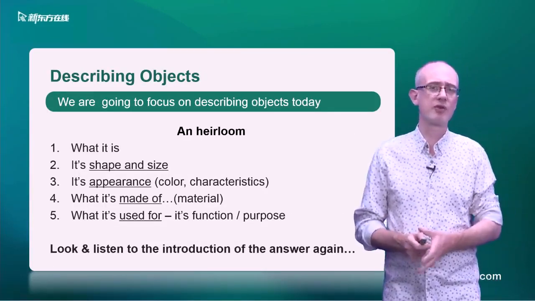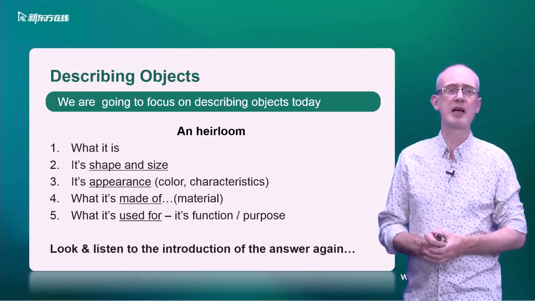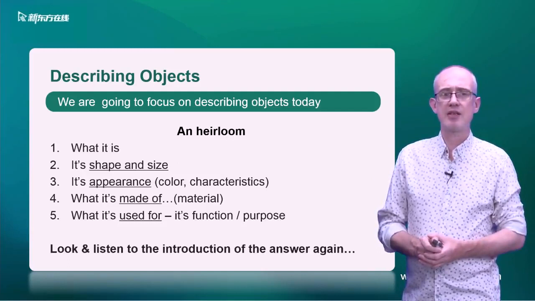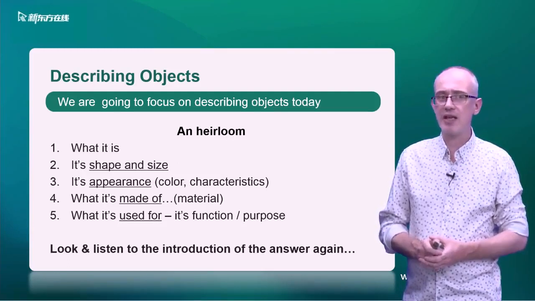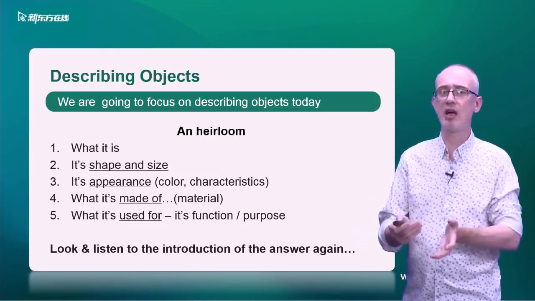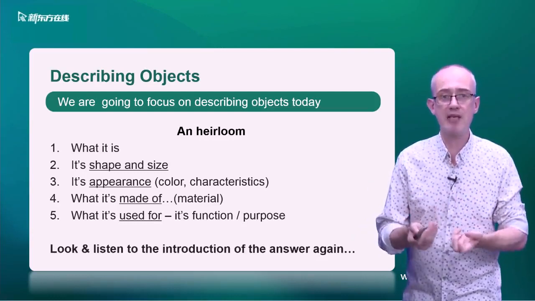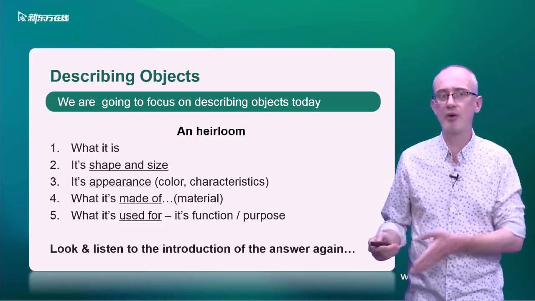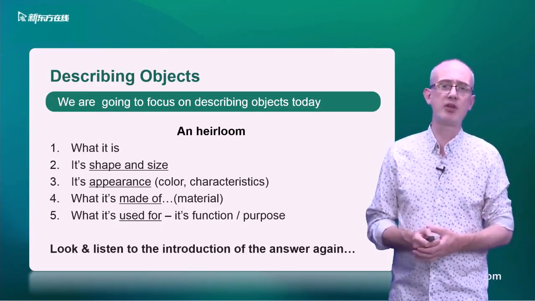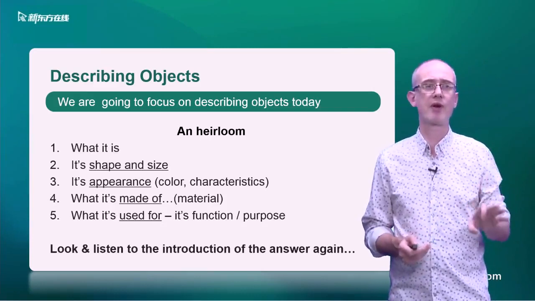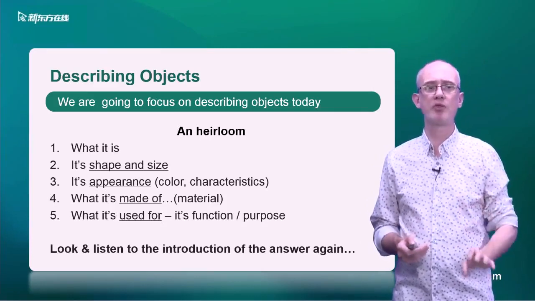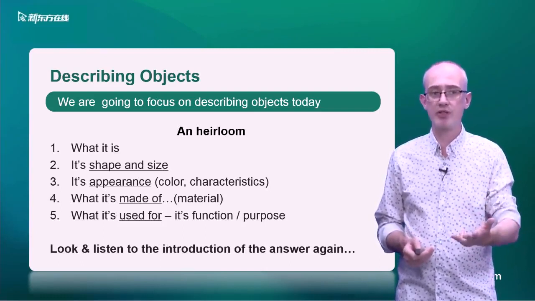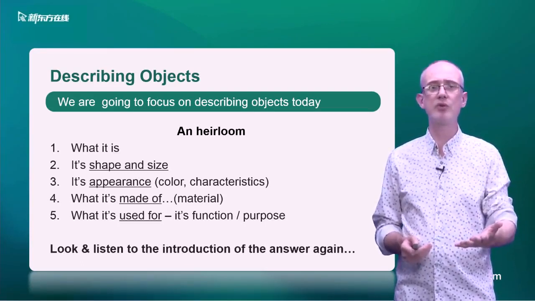Describing objects. Let's talk first about describing objects like an heirloom. What it is, its shape and size, its appearance, its colour and characteristics, what it's made of, what it's used for. Notice I cover all of these aspects. This is a good map, if you like, a good framework when you're describing an object: what it is, shape and size, appearance, what it's made of, what it's used for.